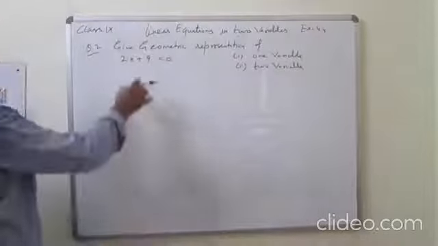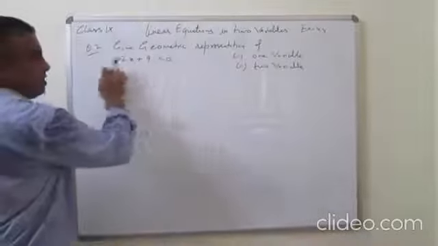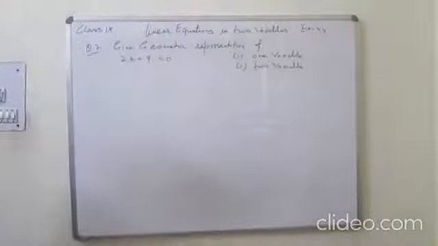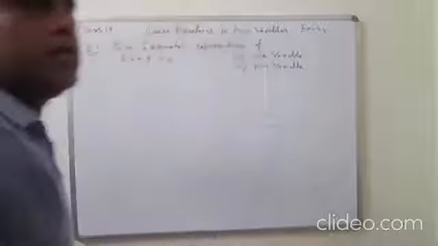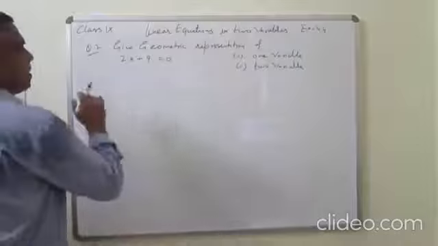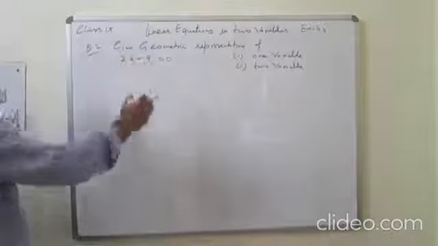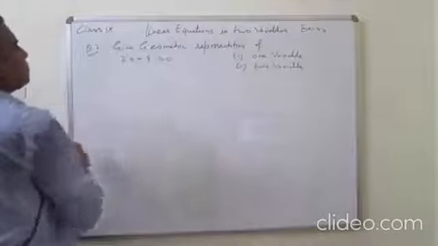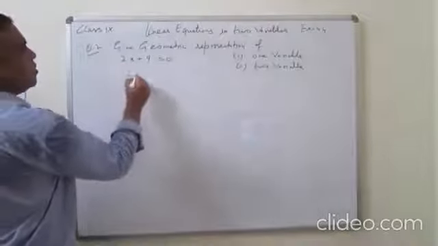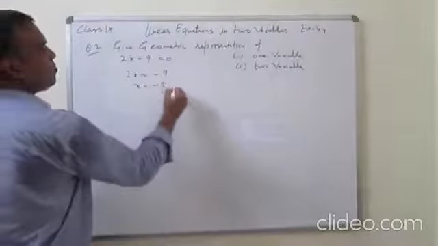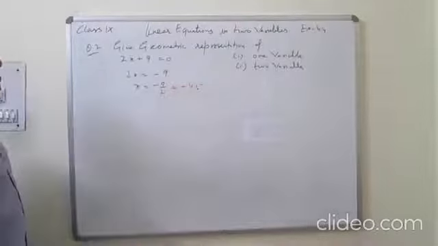So here, which variable is not there? In ax plus by plus c, y is not there, so what is y? It is 0. So it is the line, if y is 0, parallel to x axis. To solve it, 2x is equal to minus 9, x is equal to minus 9 by 2. Cutting it, we get minus 4.5. x is equal to minus 4.5.